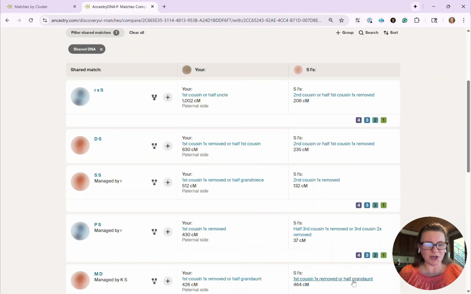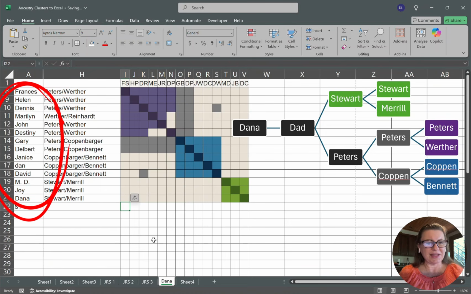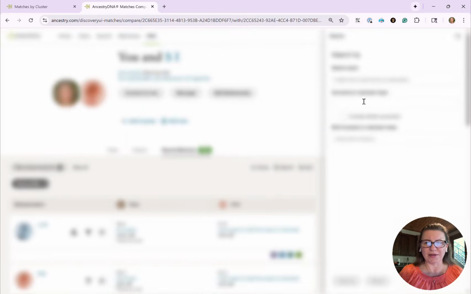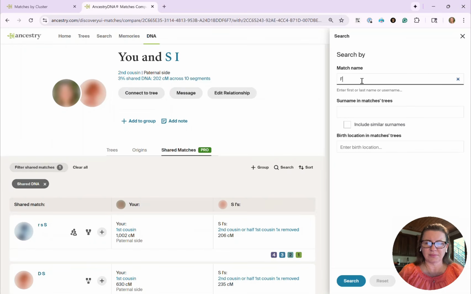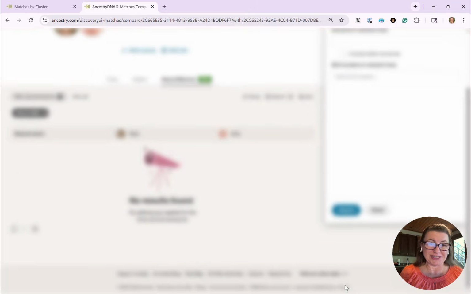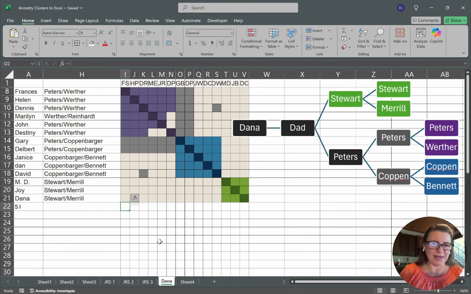And now I see those matches that are between 1,300 and 65 centimorgans that are shared matches between me and SI. And so I can go back to my Excel spreadsheet, and down here I entered SI, and now I'm going to check these different matches. And in fact, I think this is probably fastest, I'm going to go back to where I was and search for the name Francis. In the first name, I hit search, and so it's going to be a lot faster because it's only searching those specific matches that are between 1,300 and 65. And it says no results found.